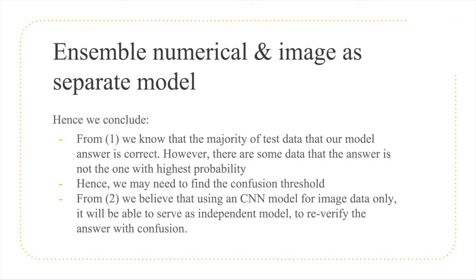So we think one possible solution is to find a threshold where, if there is more than one prediction above this threshold, we should repredict it using a second model. From the second point, I believe that it is possible to train an independent image classifier to repredict the confusion row generated from above.